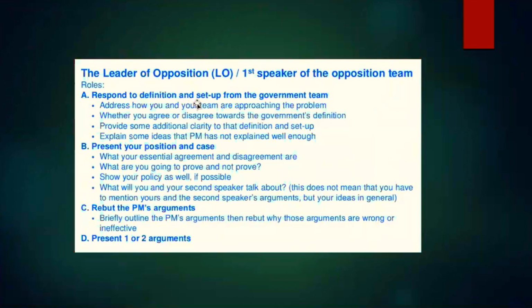debate, set up from the government team, address how you and your team are approaching the problems, whether you agree or disagree towards the government's definition of the motion, ঠিক আছে, so you'll most probably disagree because you're on the opposite side, so you're not going to support whatever the government is saying. Provide additional clarity to that definition and set up the debate, and present your position in the case. এখানে যেগুলো আছে, you have to present your position.